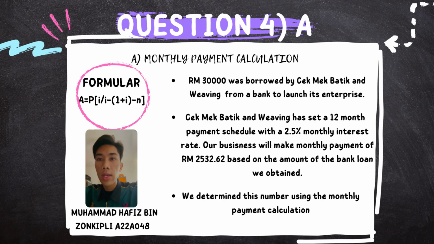Question 4A is monthly payment calculation. For the first point, RM3,000 was borrowed by Batik and Weaving from a bank to launch its enterprise. For the next point, Batik and Weaving has set a 12 months payment schedule with a 2.5% monthly interest rate. Our business will make a monthly payment of RM2,532.62 based on the amount of the bank loan we obtained. Last point, we determine this number using the monthly payment calculation.